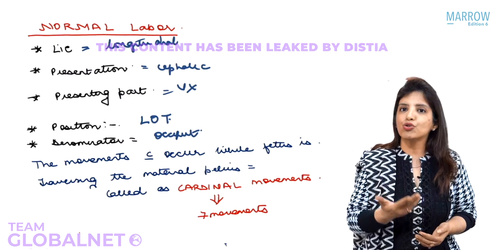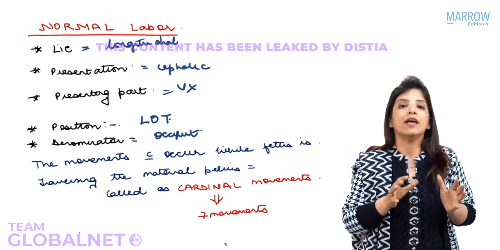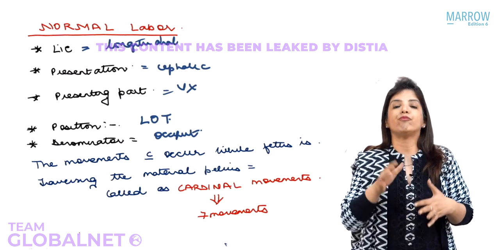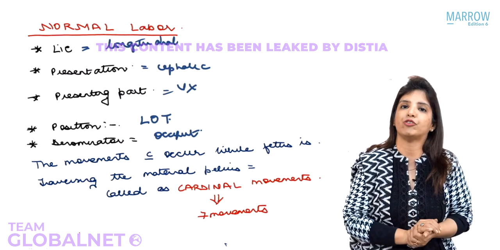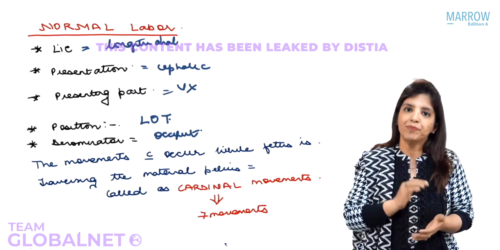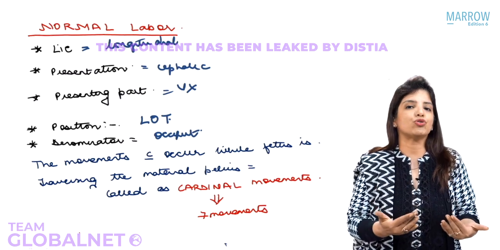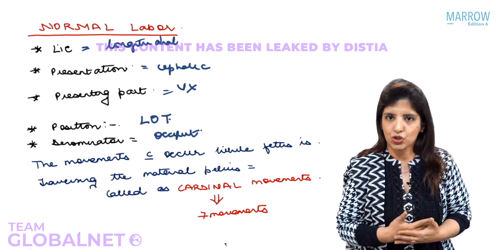So I am going to show you the mechanism of labor from the LOT position, but normal vaginal delivery could mean that if delivery is happening from position number 1 to position number 5, any of them, if vaginal delivery is happening, you call it a normal vaginal delivery or normal labor. I am going to show you from the most common position, that is the LOT position.